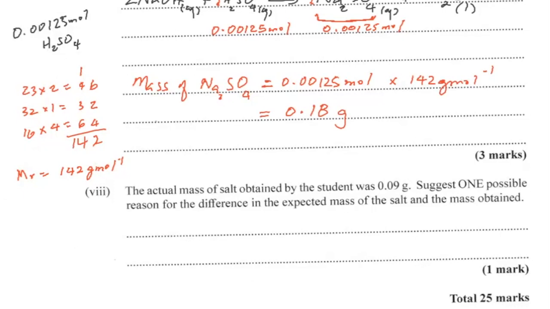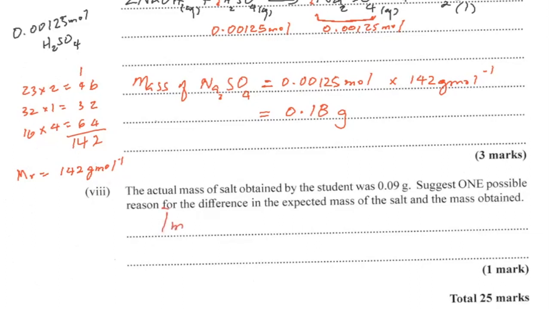And then for the final mark to top up that 25, part 8: the actual mass of salt obtained by the student was 0.09 grams. Wow, that's half the mass that we expect. Percent yield suggests one possible reason for the difference in the expected mass of the salt and the mass obtained. So we expected 0.18 grams, but obtained 0.09 grams. Now this could be due to a few things. We just want one of them.